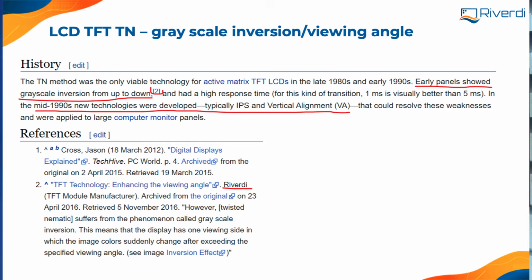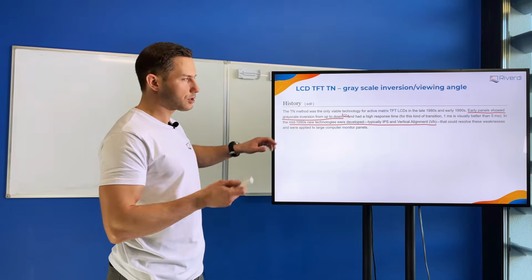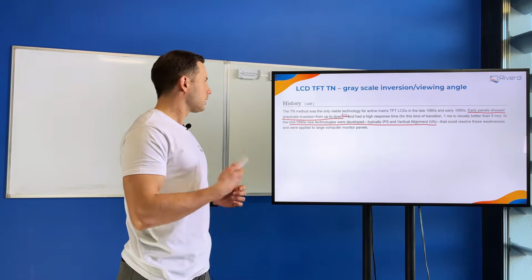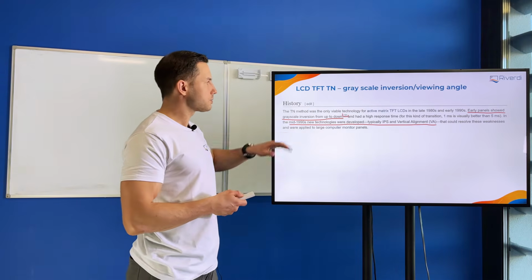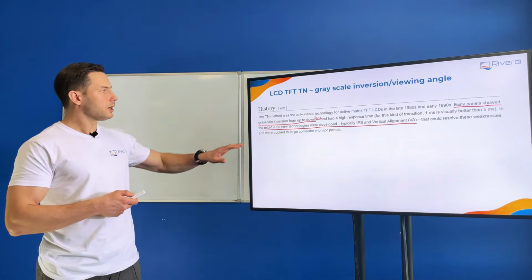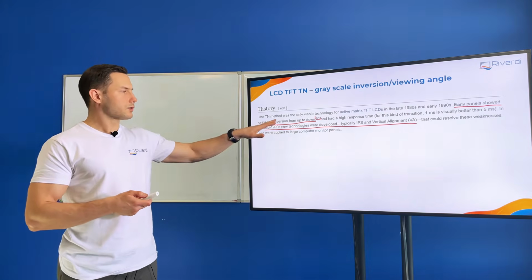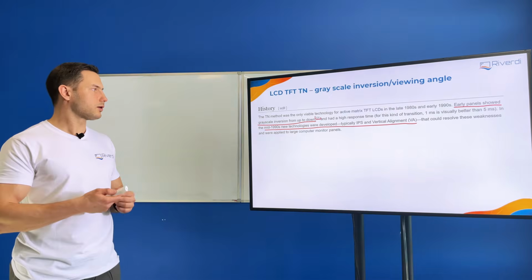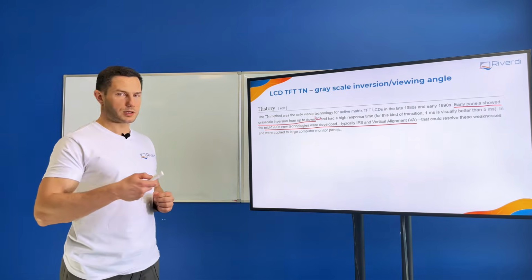So it says that some early panels, actually it's not early panels only, even nowadays you can buy a TN display, they are very popular, will have the grayscale inversion, not necessarily from up to down, as for a monitor, but of course it can be any angle. You need to check in a data sheet.